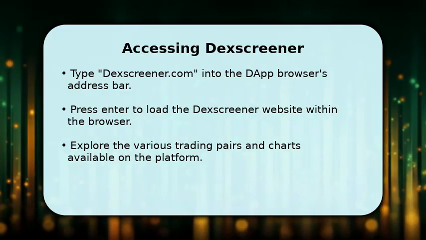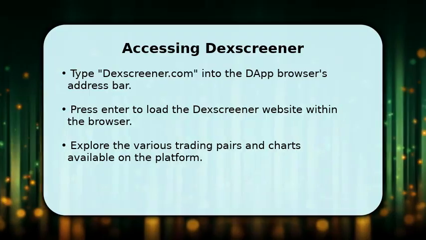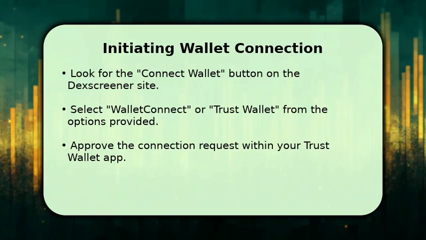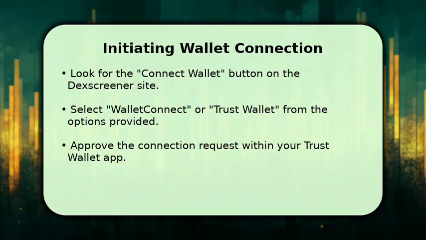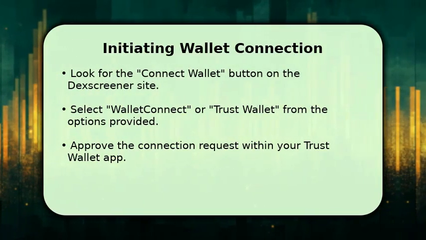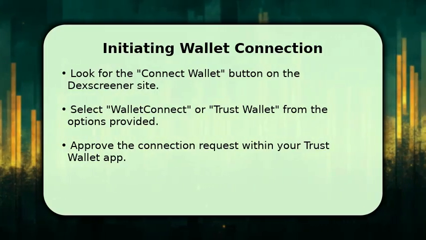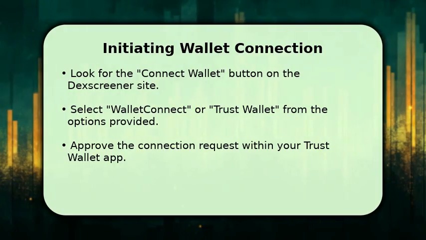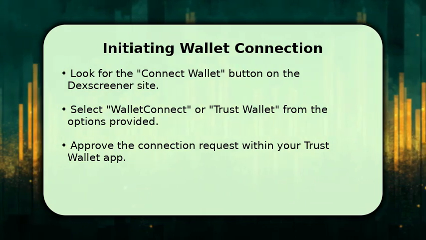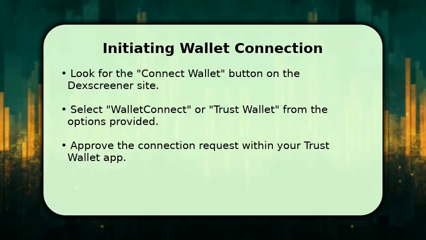Take a moment to explore the platform, familiarizing yourself with the layout, different trading pairs, and charting tools available before connecting. Now, to connect your wallet, find the Connect Wallet button on the Dexscreener website, typically located in the top right corner. Tap this button, and a list of wallet options will appear. Choose Wallet Connect or Trust Wallet from the presented choices. Your Trust Wallet application will then prompt you to approve the connection request, which you should confirm to proceed.